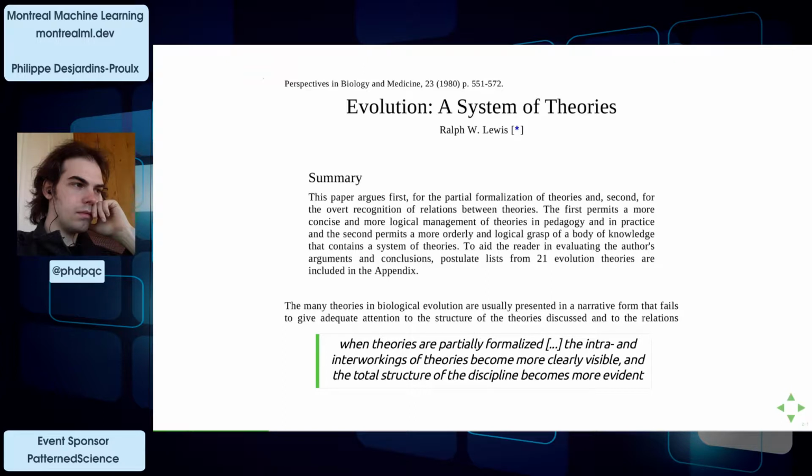Lewens wrote an interesting paper on evolution. His point was that evolution was more a system of theories than an actual single theory. And that to fully capture evolution, we will need to formalize our knowledge in some sort of knowledge base. Doing so would allow us to see more clearly how various components of evolution work together. It's even more true for biodiversity since it involves an even more intricate set of components.